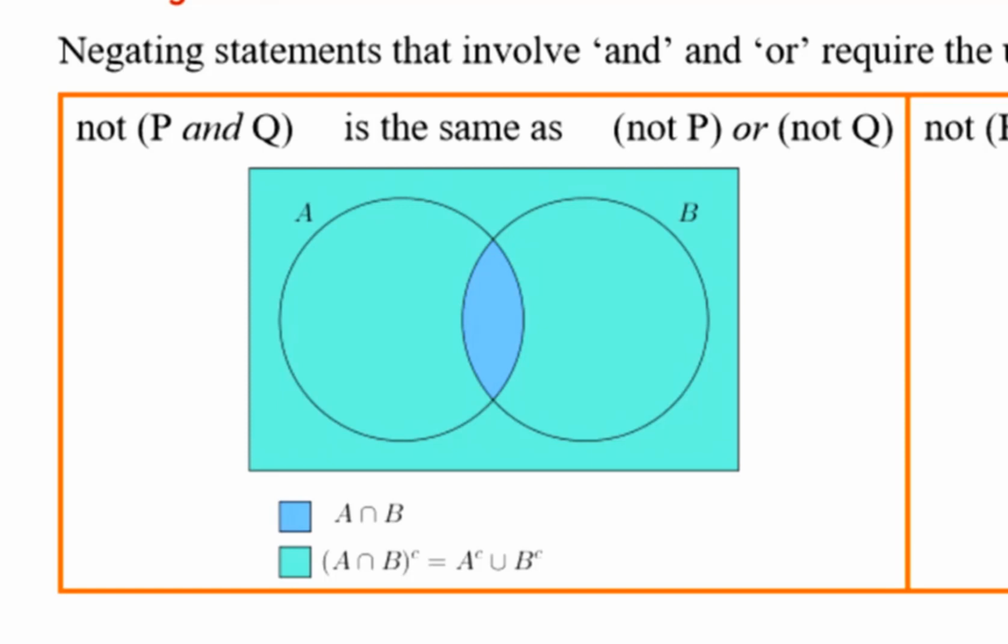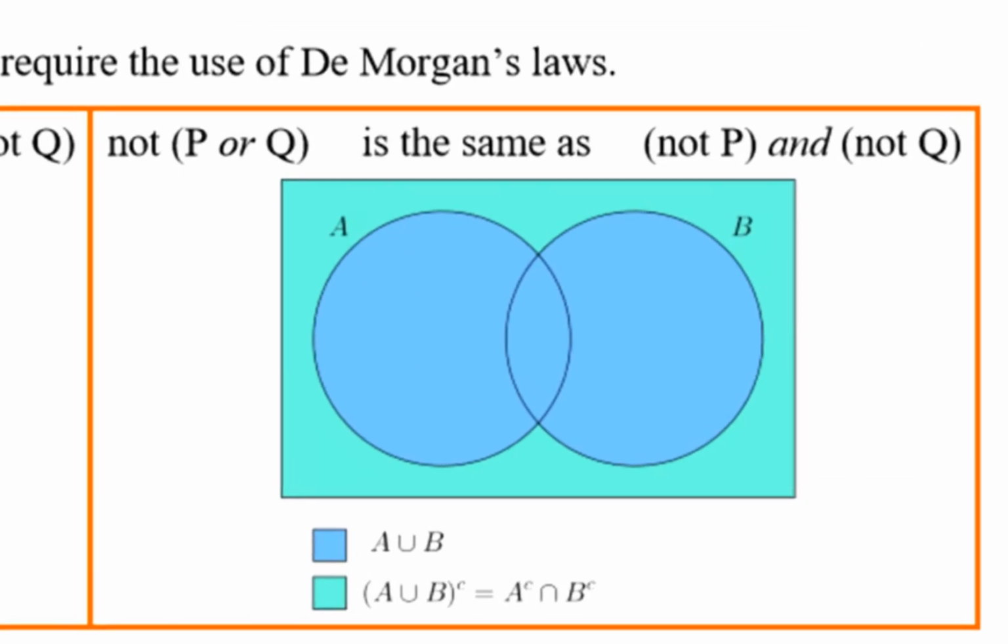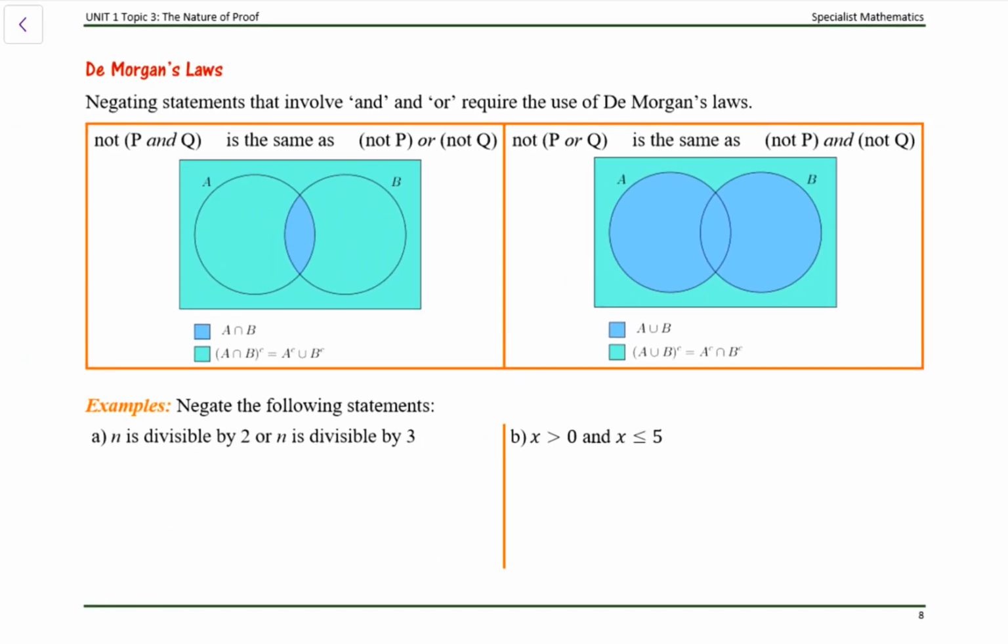I know they're labelled as A and B here, but just for example, so you can see what that means. If I'm looking at A intersect B, then the opposite, or not (A intersect B), is the same as not A in union with not B. If I've got not (P or Q), looking at this diagram, it would be the green. That's the same as saying not P and not Q.